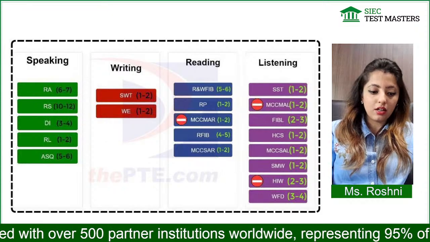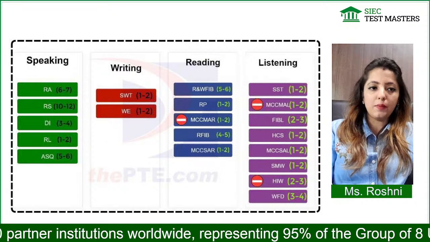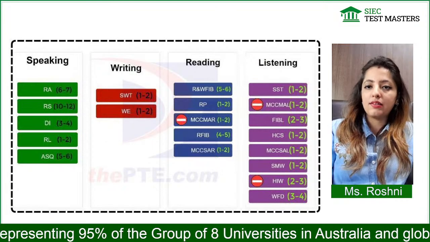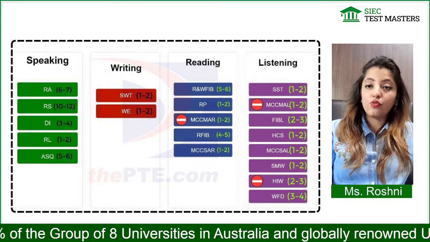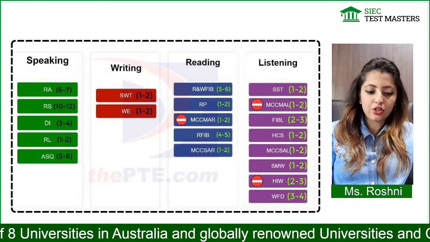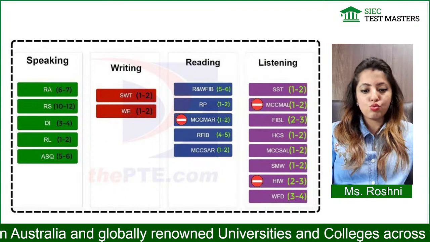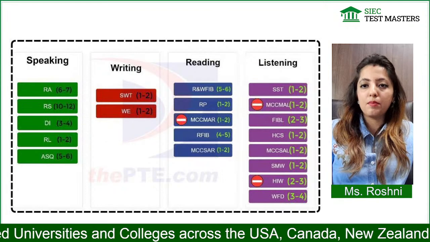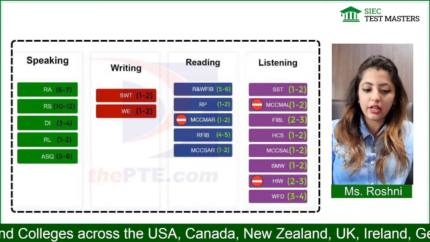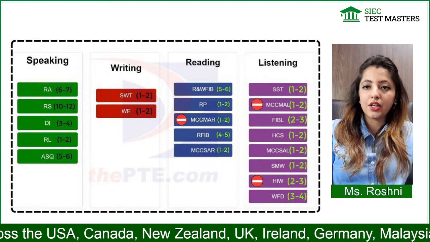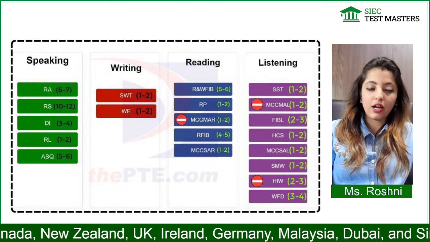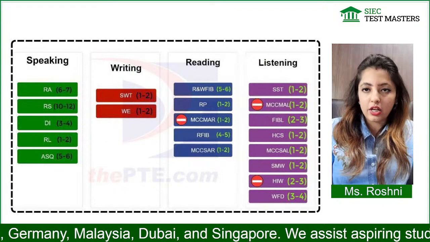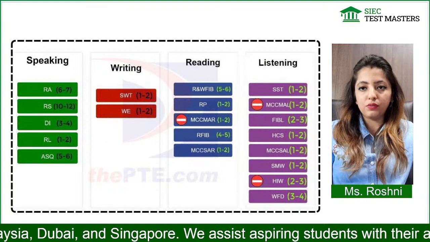Last module is listening, wherein you will get 8 question types, starting from summarize spoken text, 1 to 2, and multiple choice, multiple answers listening, 1 to 2. Next is fill in the blanks listening, roughly 2 to 3 questions. Highlight correct summary is 1 to 2. Multiple choice, single answer, only 1, followed by select missing word, 1 question each. Then highlight incorrect words, 2 to 3 questions, and finally write from dictation, which comes around 3 to 4. So be particular with all your question types and be focused till the end of your module.